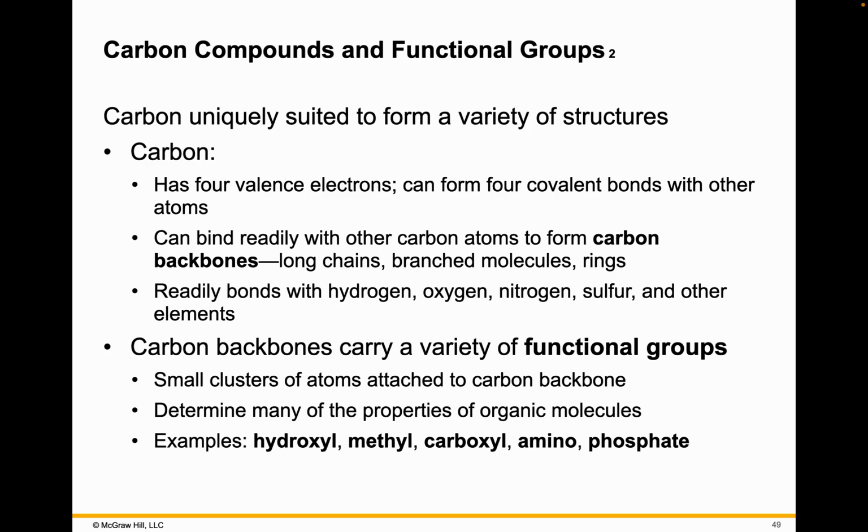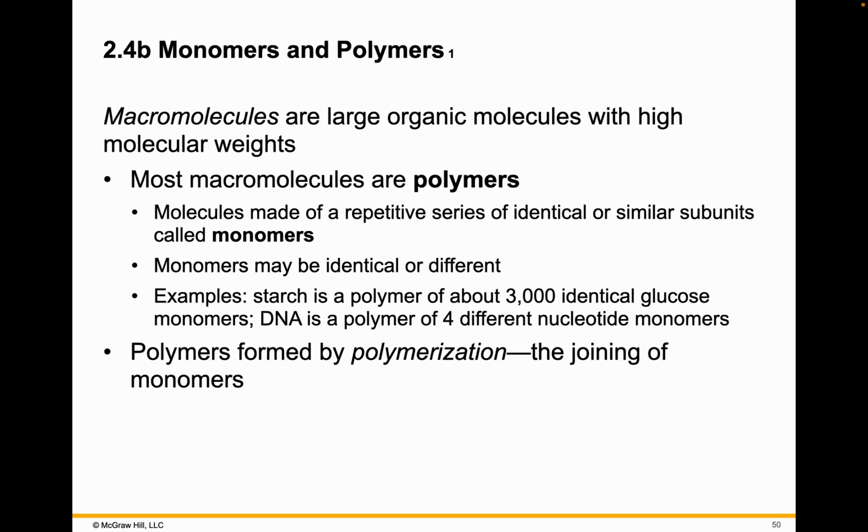Those carbon backbones can have a variety of functional groups, the small clusters of atoms attached to the carbon backbone, and that will determine many of the properties of the organic molecules, things like hydroxyl, methyl, carboxyl, amino, and phosphate. Carbon is very good at making macromolecules, which are large organic molecules that have high molecular weight because they're large.